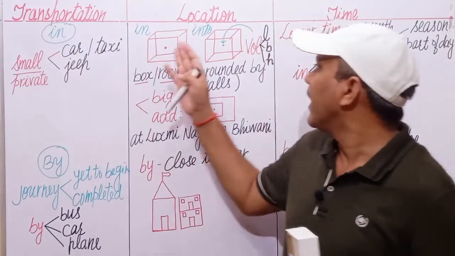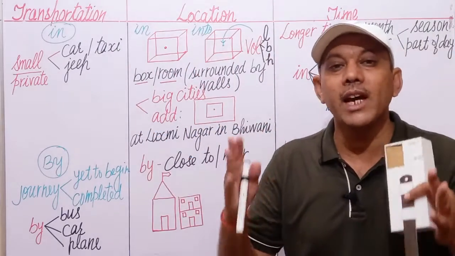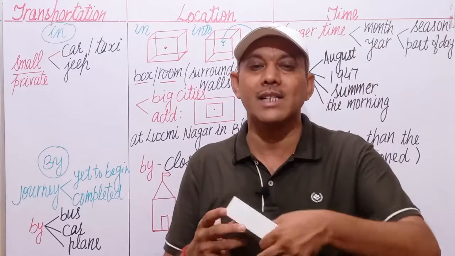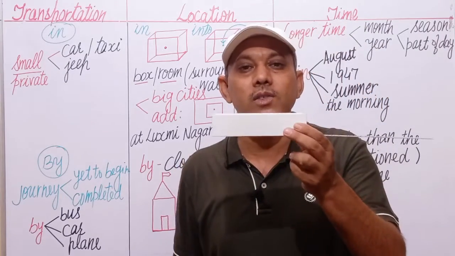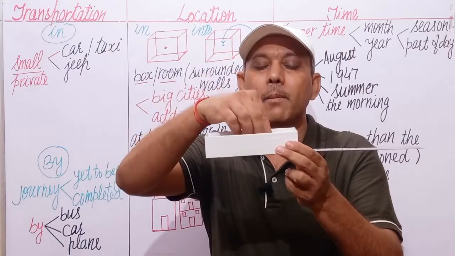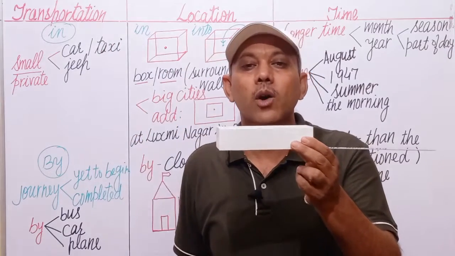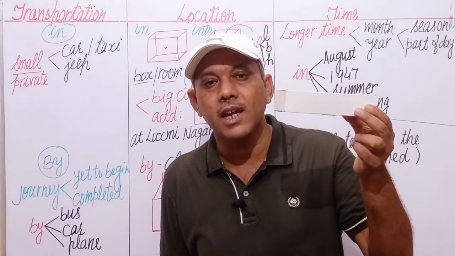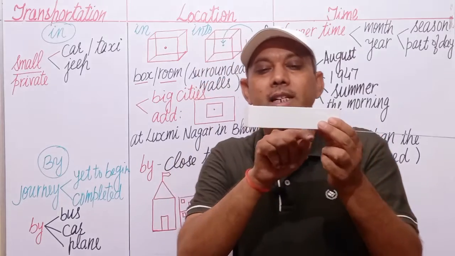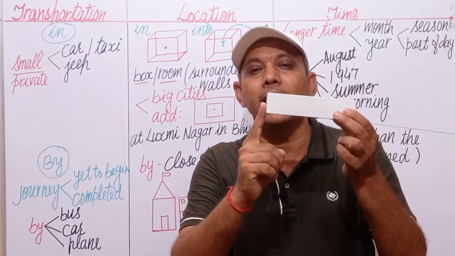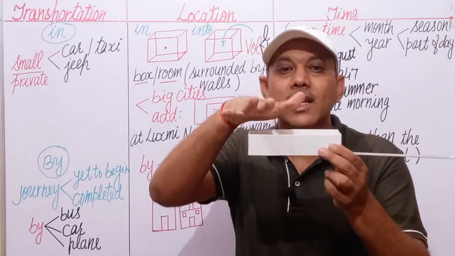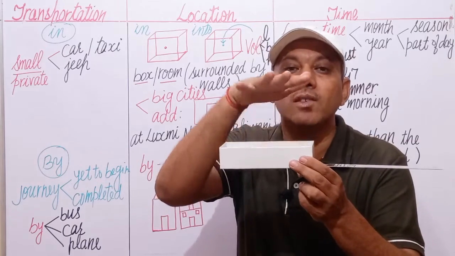Next is, in case of location, where do we use in? For example, there is a box. Where is the pen? The pen is in the box. क्या आप इसे देख पा रहे हैं? No. Why? Because it has a length, a breadth and height. Means it has some volume.